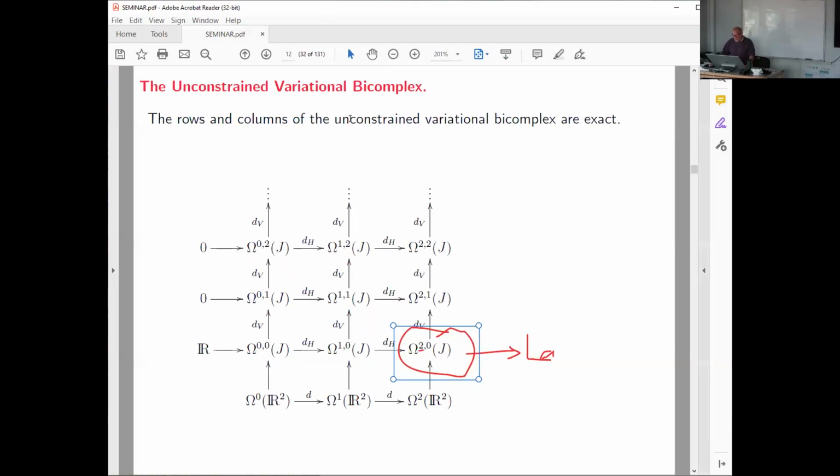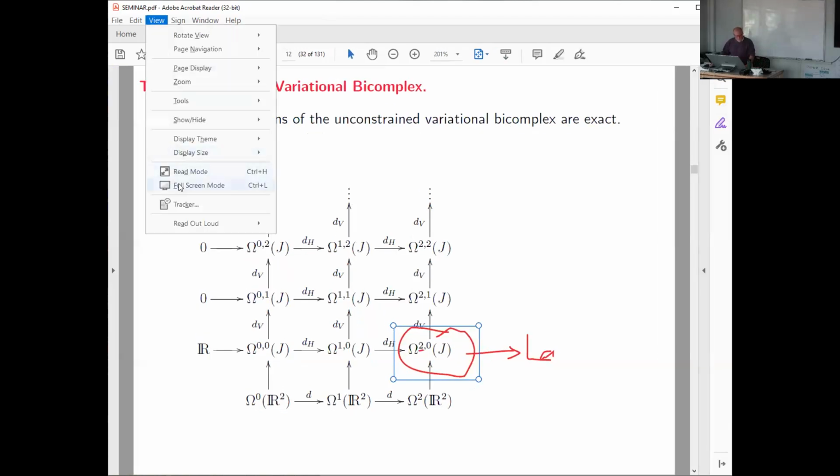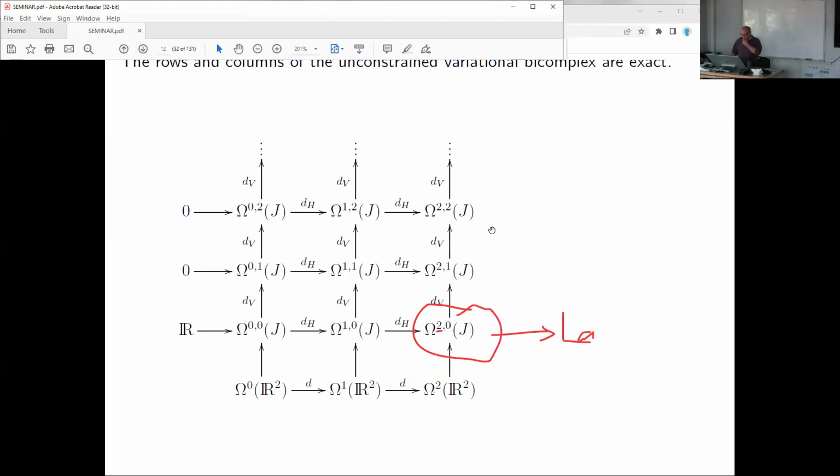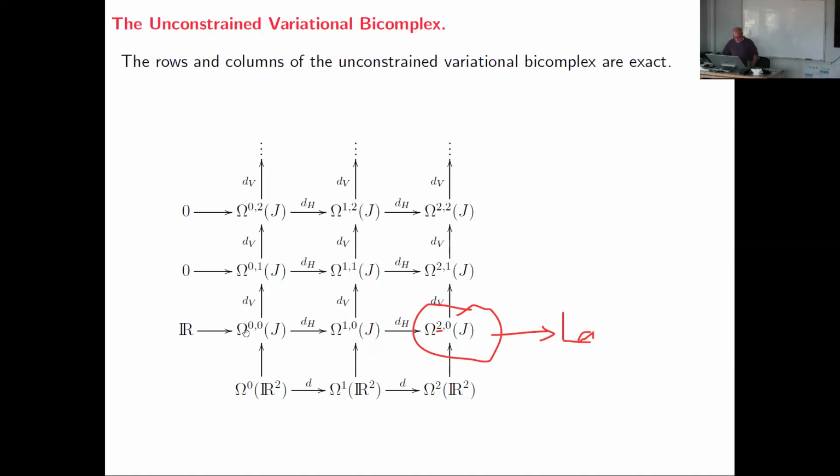So I'll go back to full screen mode. And so these are shifting you: dV shifts you, dH shifts you, and so on. And this complex is exact in all of these arrows. It's one of the important parts of this, that this complex is exact. So I'm just stating some properties of this bicomplex. If you know this, it's yes, of course. If you don't, it's like, how could that be true? But it is, and it's a little painful to get through all the details of that.